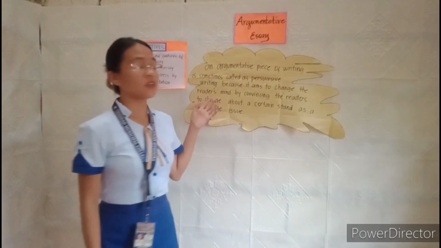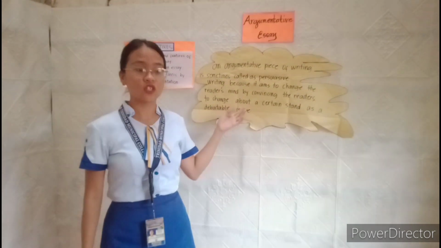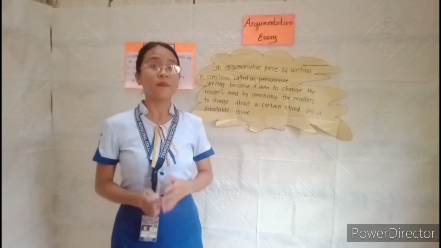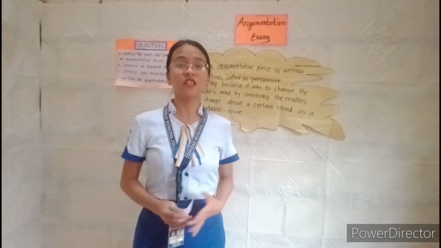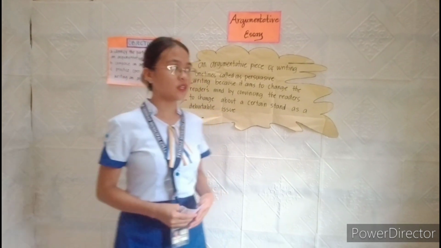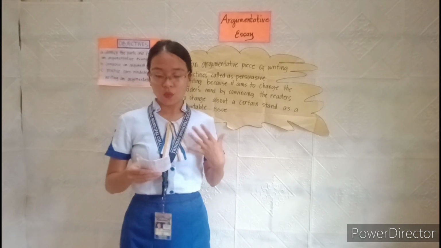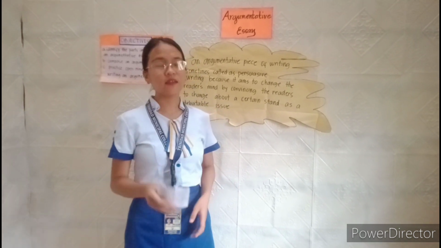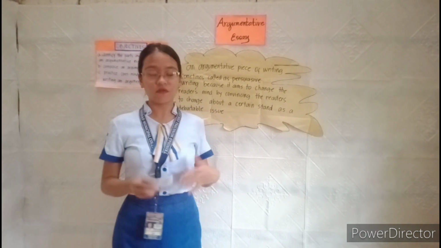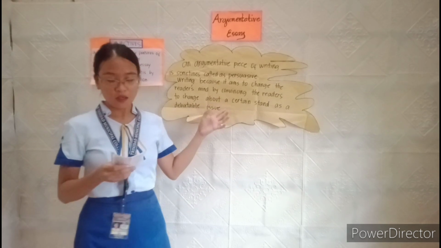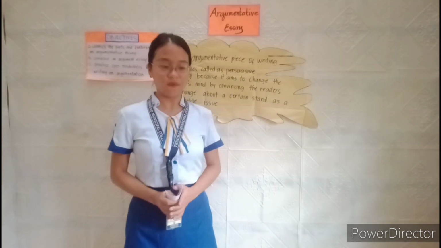So, upon writing an argumentative essay, we have to follow the IBC structure, or the introduction, body, and conclusion. An introduction introduces the issue and provides background information about your stand, while the body presents your arguments while acknowledging the opposing views, and the conclusion summarizes the areas of agreement and ends on a positive note. So there are basic components in writing an argumentative essay.